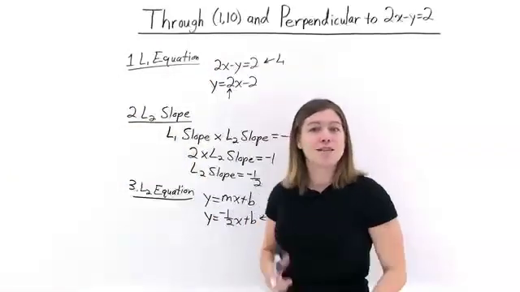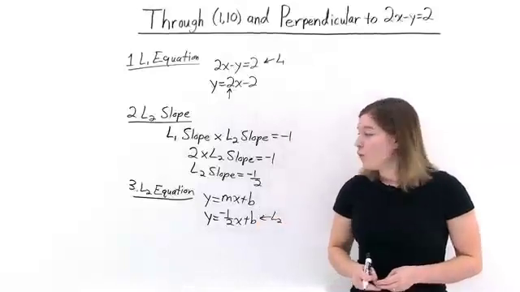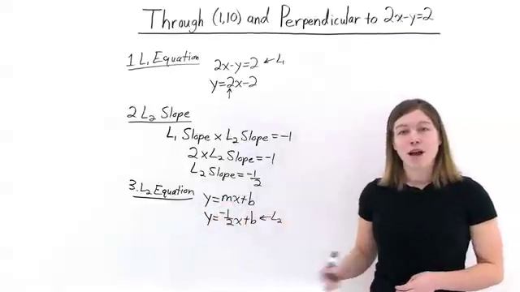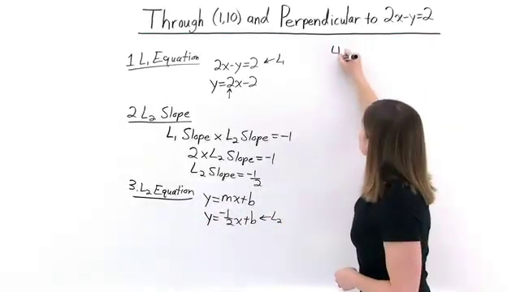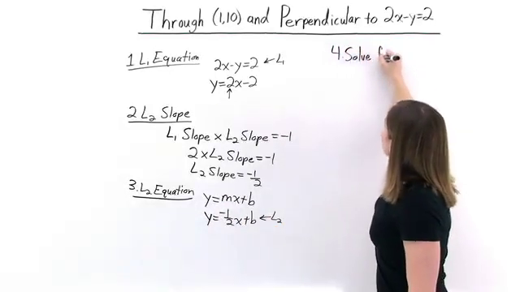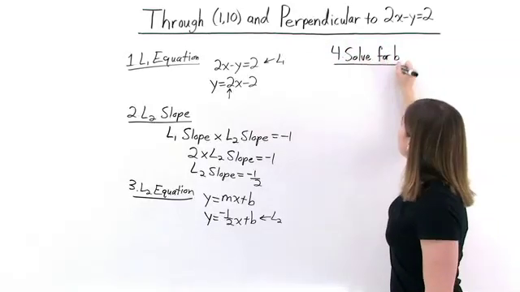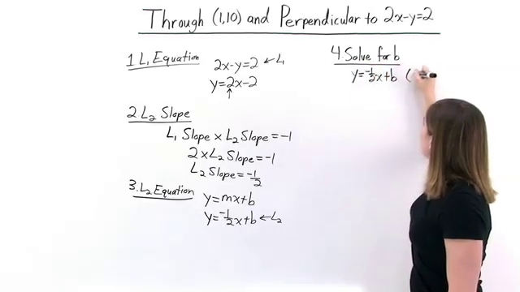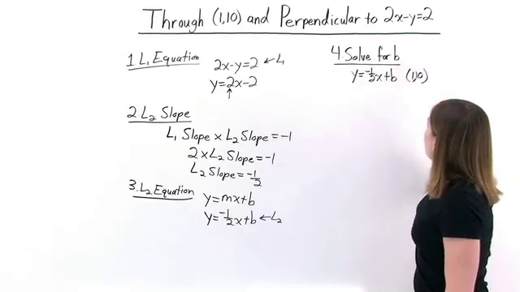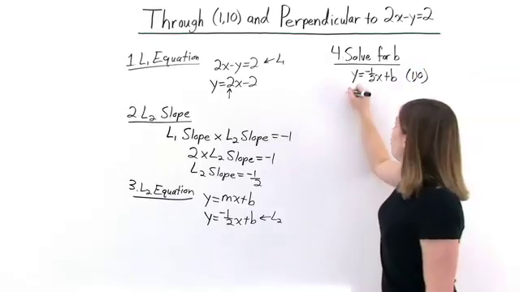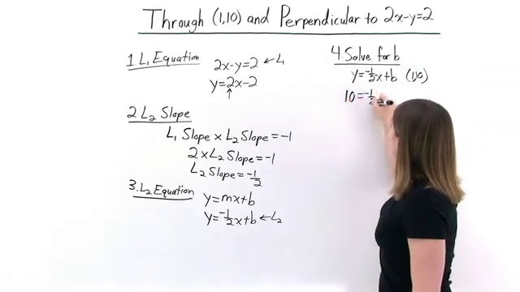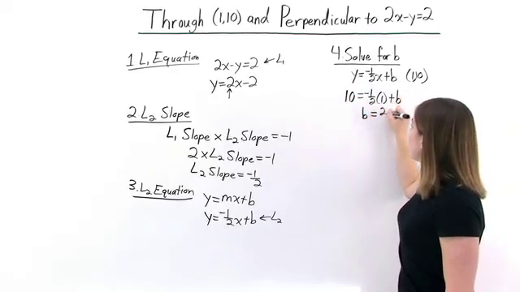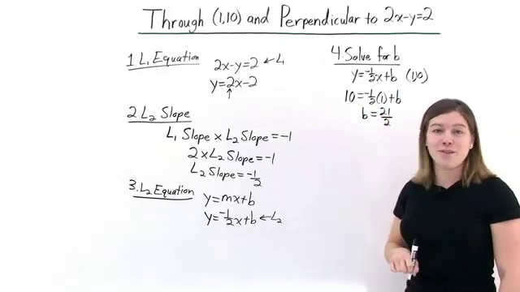And (1, 10) is an xy coordinate pair. Well, in our equation, we have an x and a y. So let's take that point and plug it into our equation to help us solve for b. So in step number 4, we're going to do just that. So our equation is y = -1/2x + b. And we want to plug in the point (1, 10). So we get that 10 = -1/2 times 1 + b. If we solve for b, we get that b = 21/2.